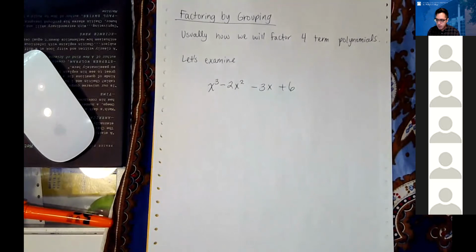There's 4 terms, so you would group 2 terms together. Yeah. So what do you mean by 2 terms together? Like taking 2 of your terms, like the x cubed minus the 2x squared, and grouping that. Yes, grouping. These are good terms to be using.